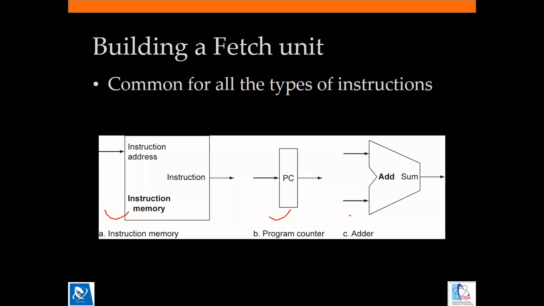And also we require an adder, because once the instruction has been fetched from the main memory, the value of PC should be incremented by 4, and that's why we require the adder. So here one of the inputs would be the previous value of PC and the other would be 4, so that this output would be PC plus 4. So this is the fetch unit.